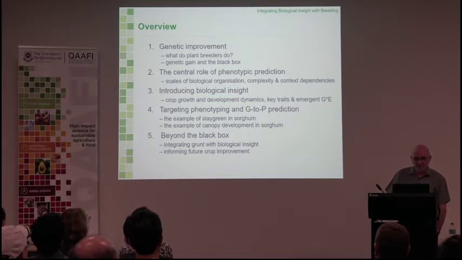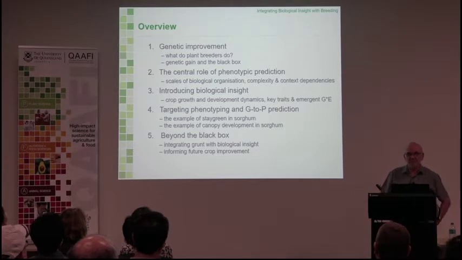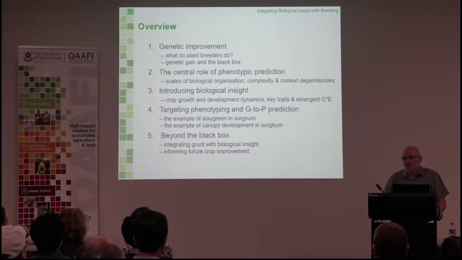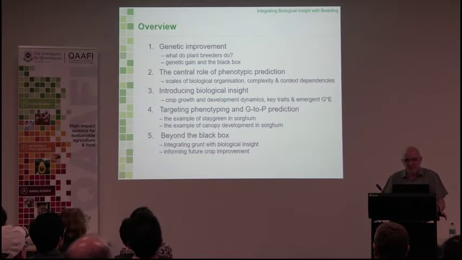And that's where we can think about introducing biological insight by understanding crop growth and development dynamics, and how you can use that to generate genetics by environment interactions. And so that leads into targeting phenotype and GDP prediction. So if you understand a little bit about what's really going on, then you can look at what you need to measure rather than just measure what you can, and target your capability to predict around that understanding.